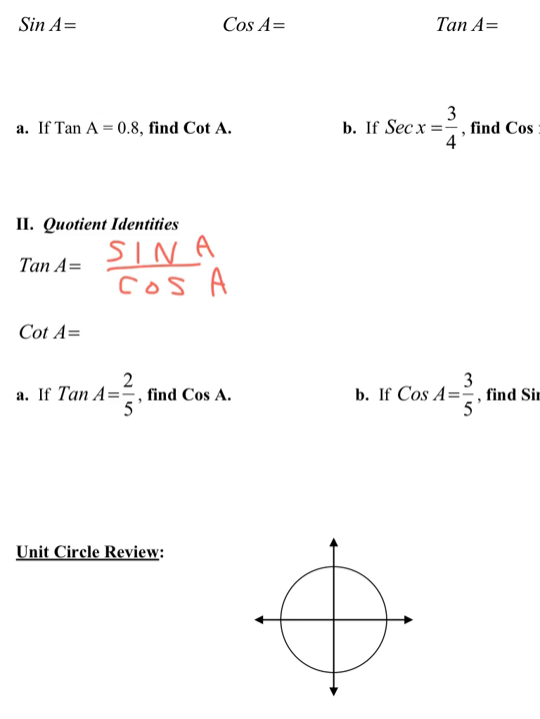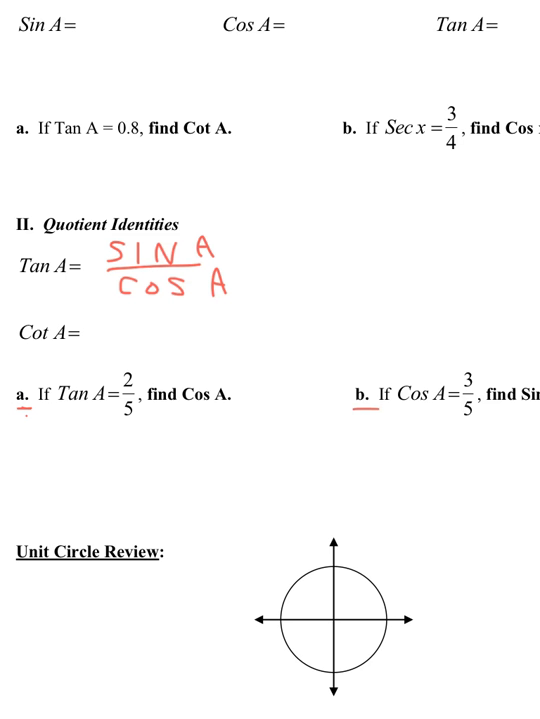Alright guys, for this video we're just going to do A and B right underneath quotient identities, and how we're going to do these is we're going to draw a right triangle. So it's kind of a lot like we drew the right triangles for the inverse functions. Now the one common mistake, if we look at A, if tangent of A is 2/5, we want to find cosine of A.